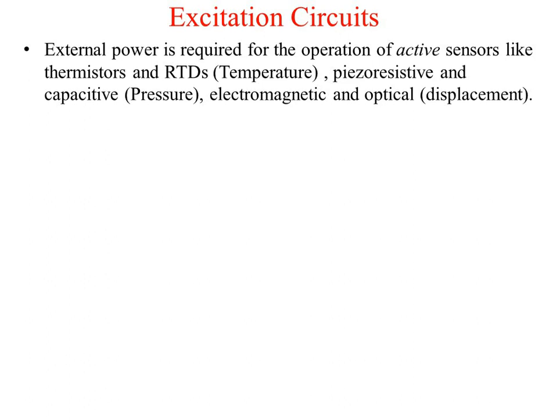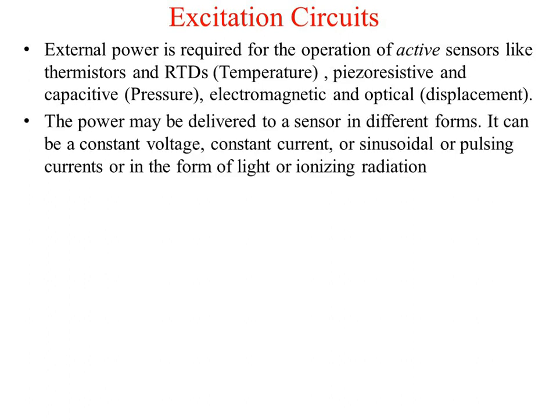Then for measuring pressure, the piezoresistive and capacitive types of sensors are there, which require external power. Then for measurement of displacement, electromagnetic and optical sensors are there, which are active sensors and require external power. This power may be delivered in the form of either voltage or current, or a sinusoidal or pulsating current, or in the form of light and ionizing radiation.